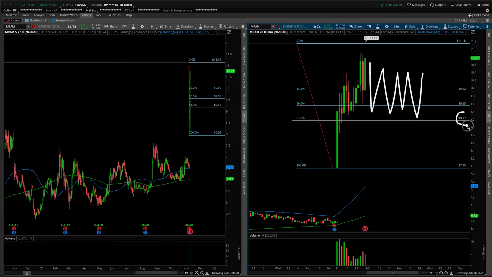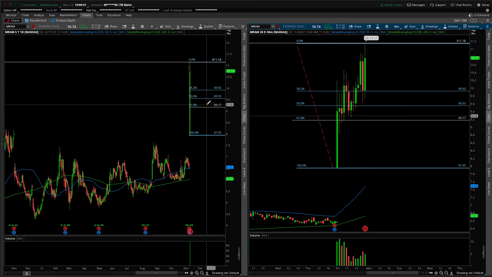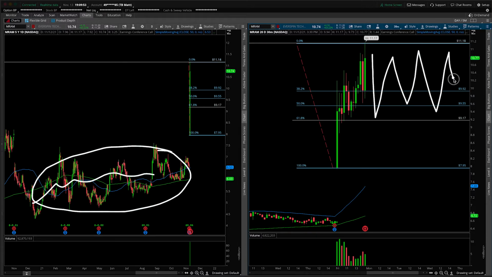Basically, as long as we're above that 61.8 at 9.17, I would classify that, quite honestly, as just healthy price digestion. Notice that we have all of this activity down here. Anyone who is building a position, maybe they're going to hold on to it for longer, or maybe they're going to start to take some profits. And that could, again, lead to some activity that looks like this.